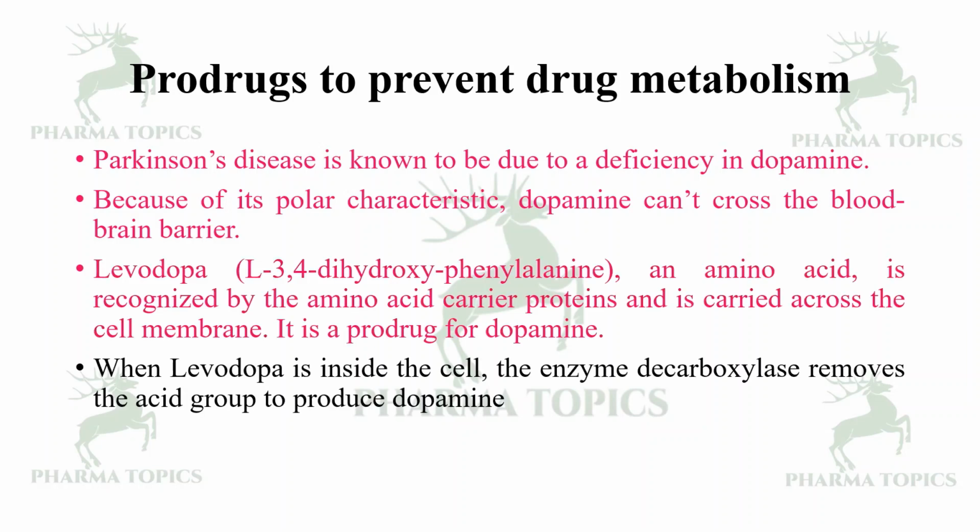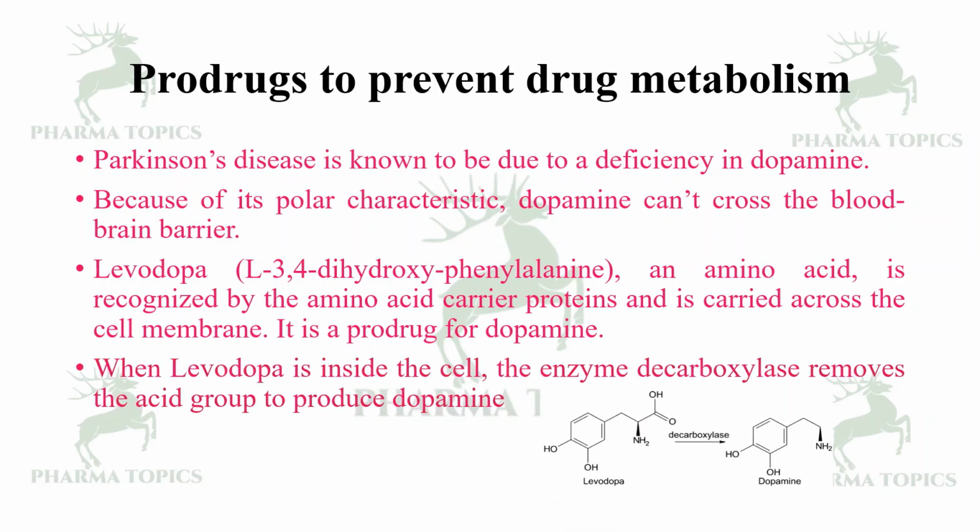When levodopa is inside the cell, the enzyme decarboxylase removes the acid group to produce dopamine. It is a prodrug strategy which prevents the drug metabolism. So here you can see levodopa being acted on by dopa decarboxylase. It converts it to dopamine in the brain. But when it is peripherally converted, it causes a lot of problems related to dopamine, like hypertension and so on, GI irritation and so on.